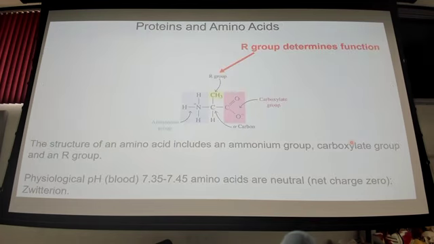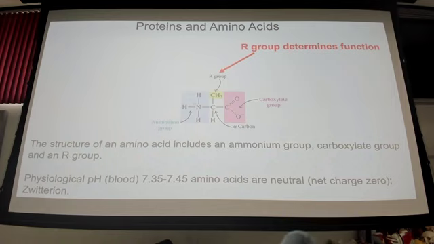So amino acids, we know that amino acids all have an ammonium group, a carboxylate group, and an R group, and the R group dictates the function of that particular amino acid. Now remember, if the functional group is uncharged, then an amino acid with the ammonium group and the carboxylate group will be net neutral at physiological pH. Does that make sense?